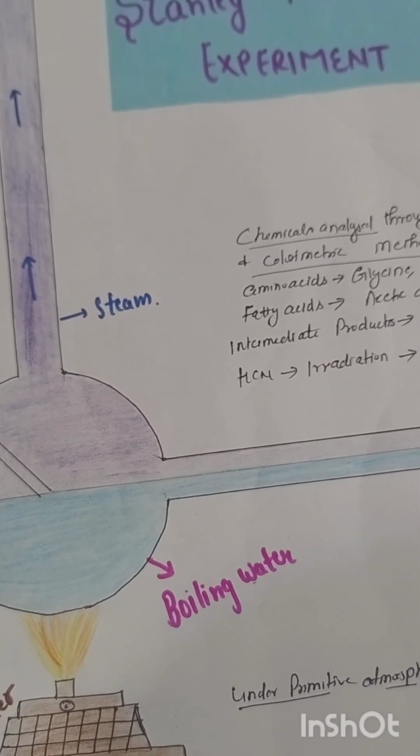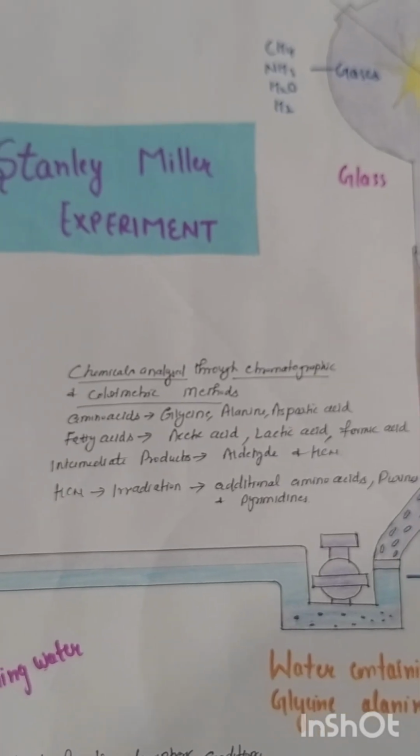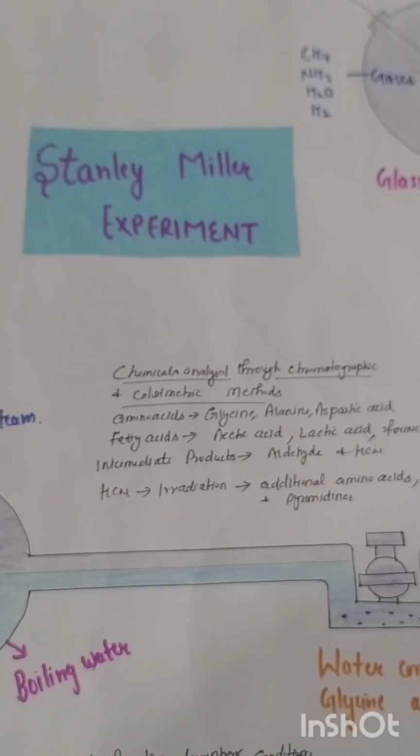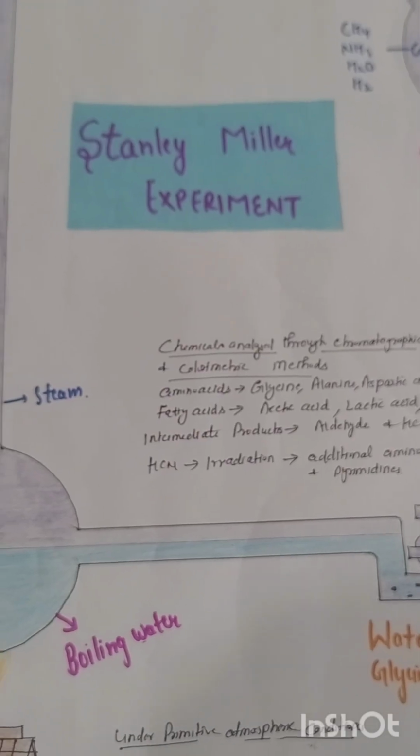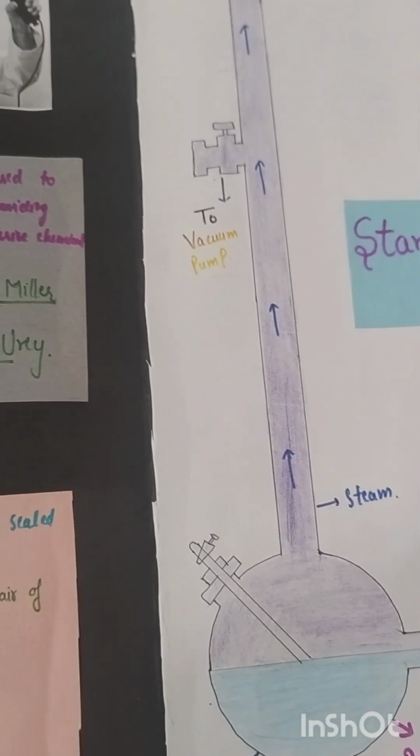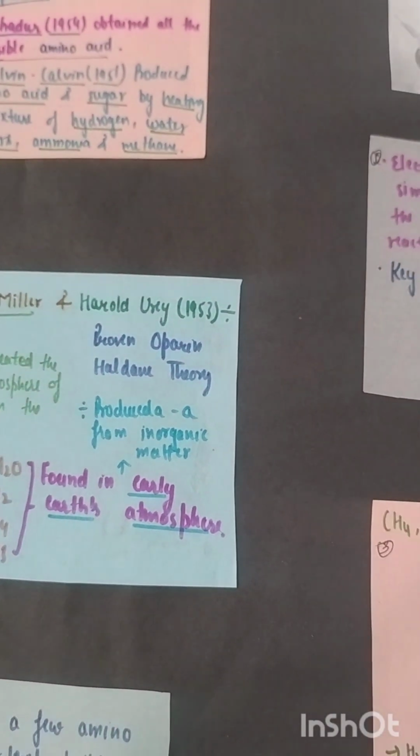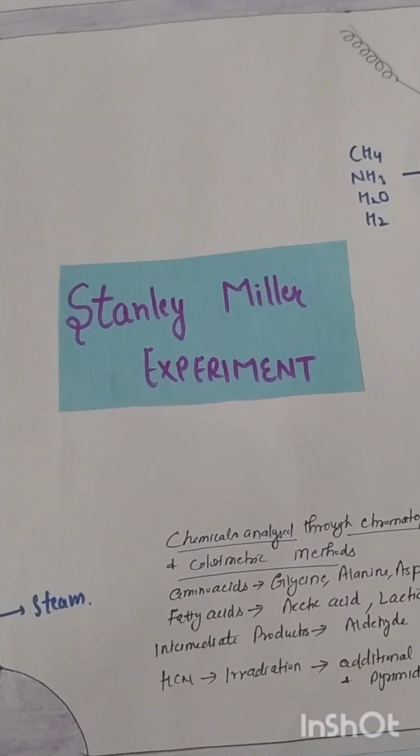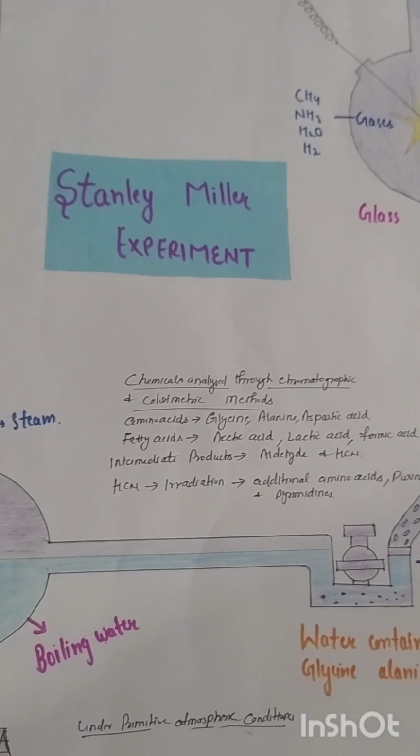So vapors were released, then added to the chemical mixture CH4, NH3 and H2, and H2O represents the water on the earth surface. So water vapors represent the water evaporating from the primitive earth. So in this way, the primitive atmosphere of early earth was artificially created in the laboratory. You can see here how this was produced from the inorganic materials.